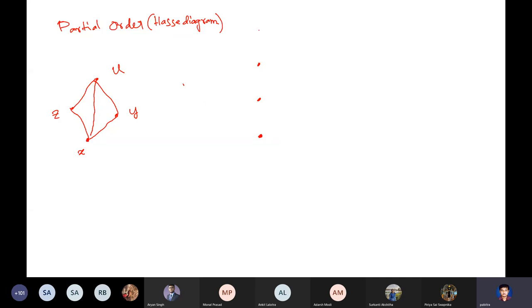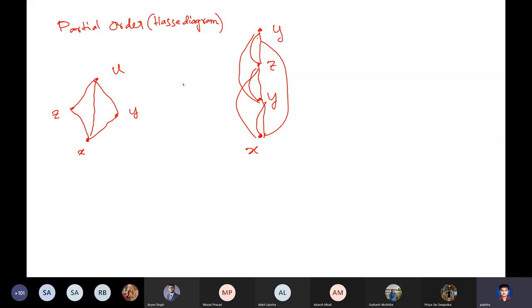But let's take this situation. Is this a total order? Because by transitivity, I can draw this, and I can draw this. Yes, sir. Okay, so this is a total order.